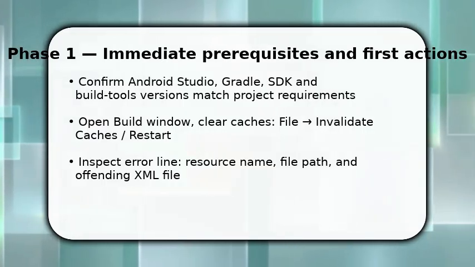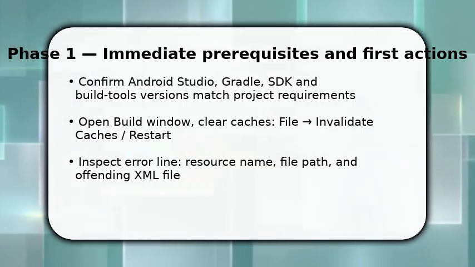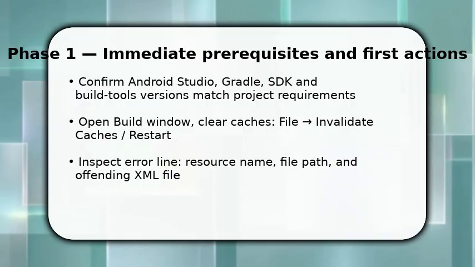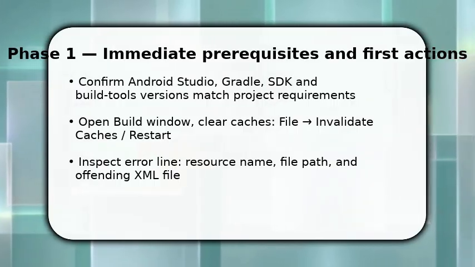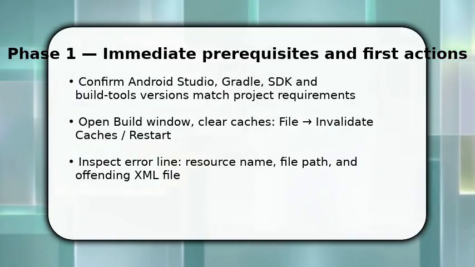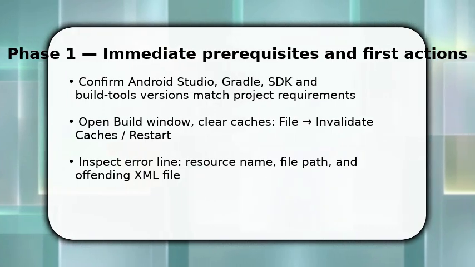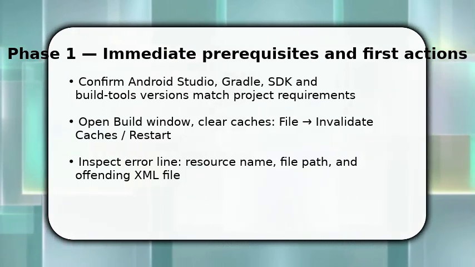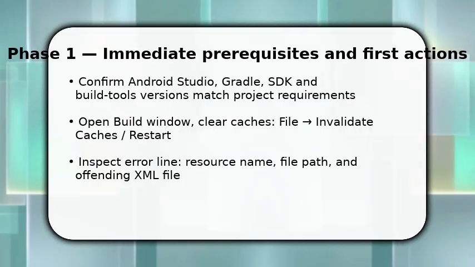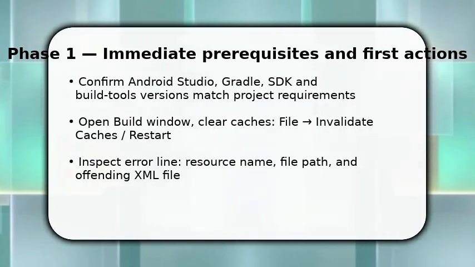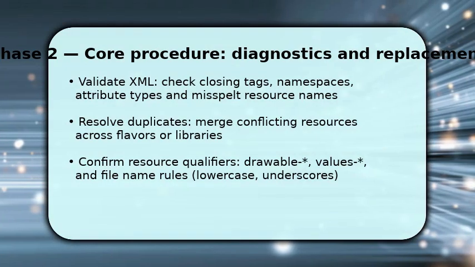Next, open the build output and read the exact resource linking failed message. Note the resource name and the XML file path. This identifies whether the issue is malformed XML, missing drawable, or a style conflict, and it sets the next precise fix. Now dig into the XML and resource layer.